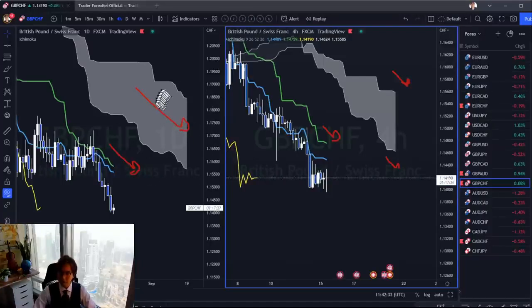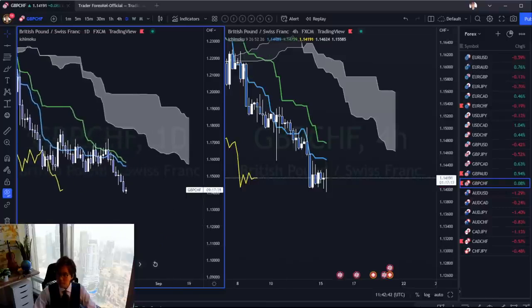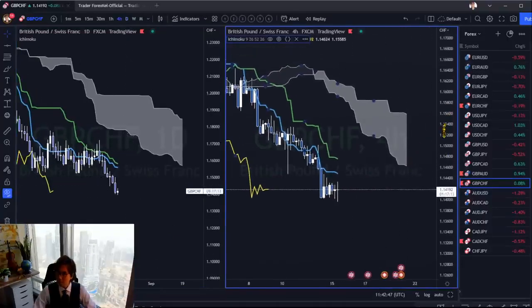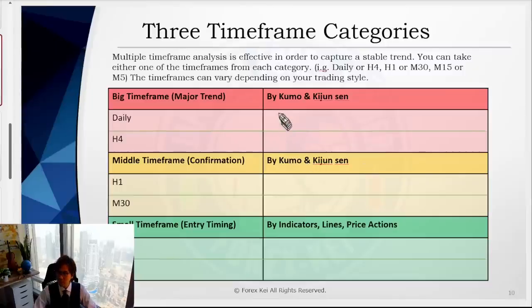And if you compare these two Kumos, daily Kumo looks thicker. If you match the scale like this way, you can also tell that the daily Kumo looks a bit thicker and longer than the 4-hour. So in this case, we take the daily time frame. You can check the daily down. 4-hour is also down, but you take the daily and break it down to the mid time frames.